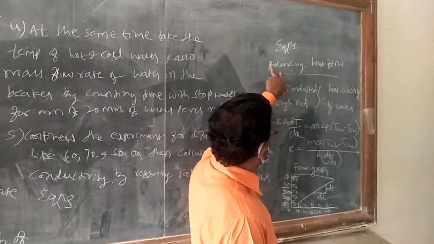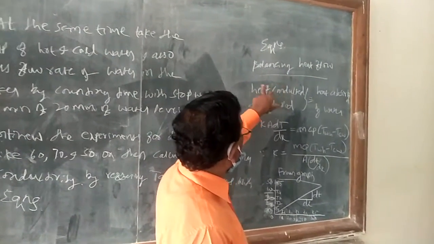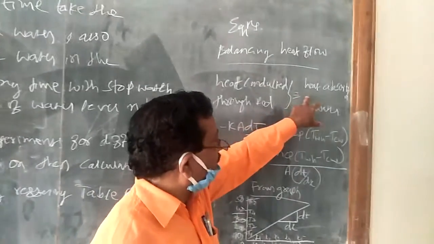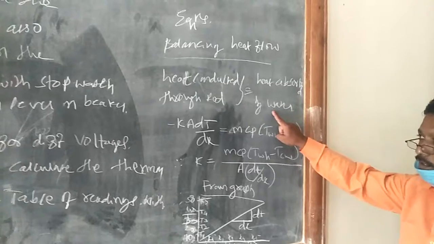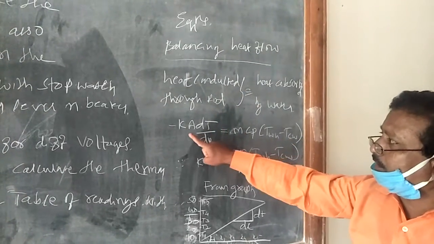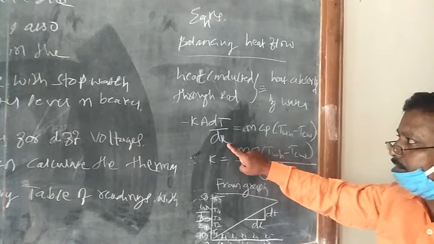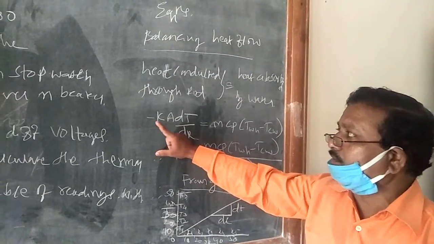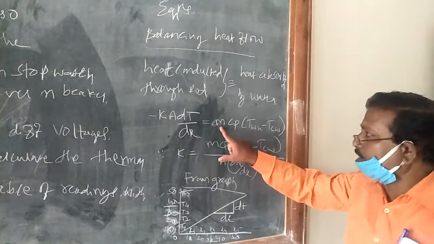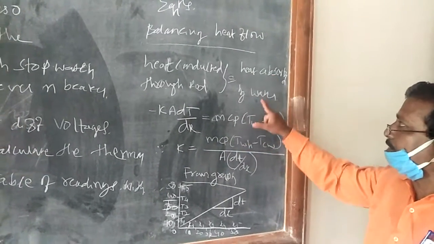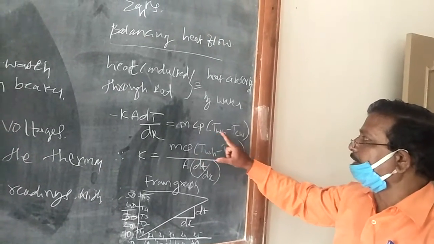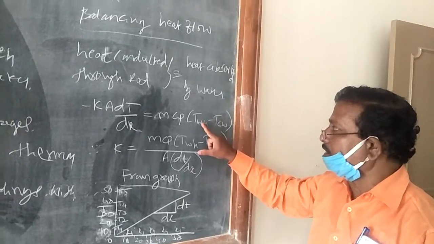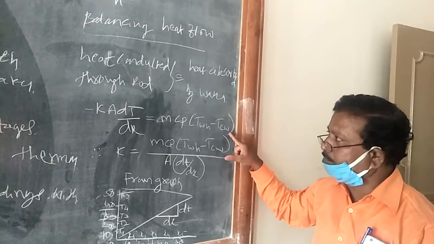Okay, next, equations. We have to take the balancing of heat flow. Here heat conducted through the metallic rod equals heat absorbed by the water. So heat conducted through the metallic rod is K A dT by dx. Don't doubt this negative sign; it only indicates the decrease of temperature with increase of length. So next, equals m cp (Twh minus Tcw), the heat absorbed by the water. Twh means hot water temperature, Tcw means cold water temperature.